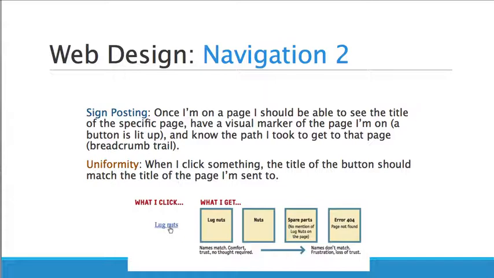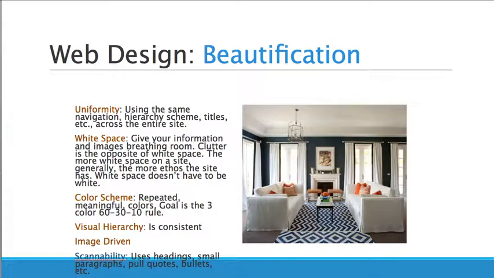Uniformity: when I click something, the title of the button should match the title of the page I'm sent to. If it doesn't, I'm suddenly confused and I think, did I not click where I thought I did? So it's really important to have uniformity as you're moving through navigation and whenever the site is taking a user from the main page deeper into the website. And then beautification. So we want to look for uniformity, using the same navigation, hierarchy scheme, and titles across the entire site.